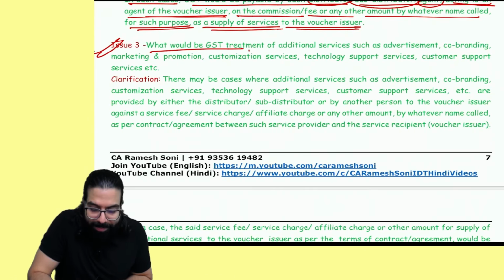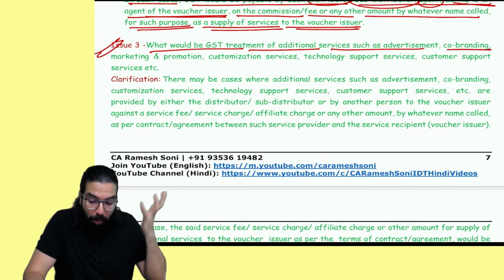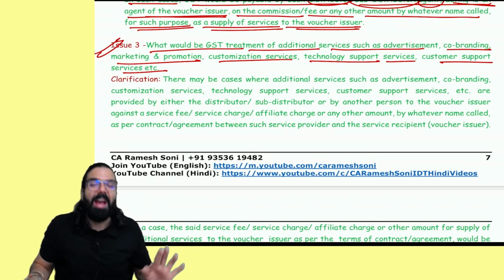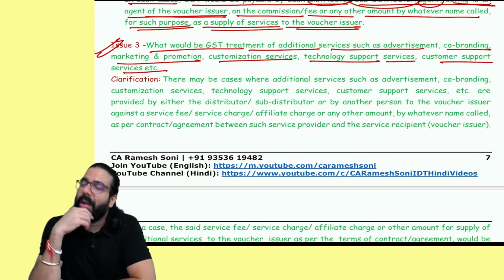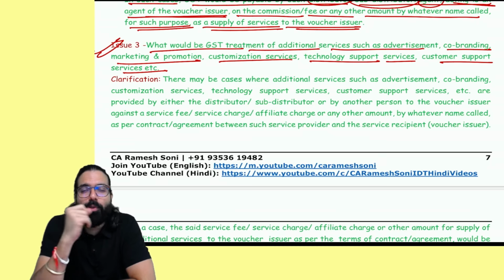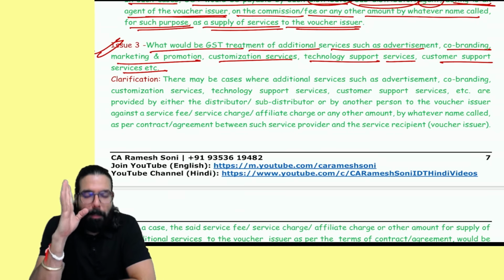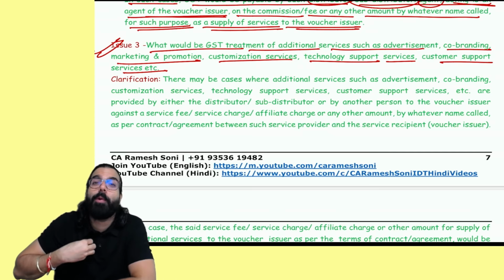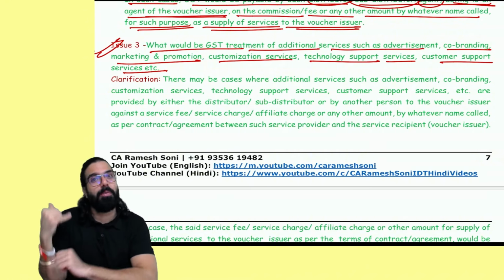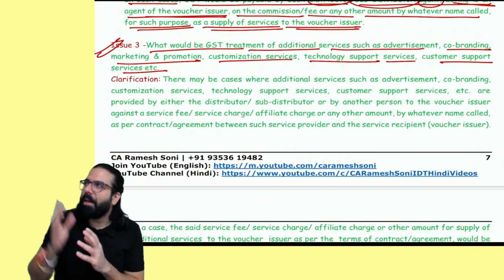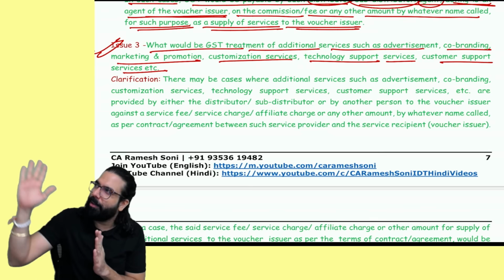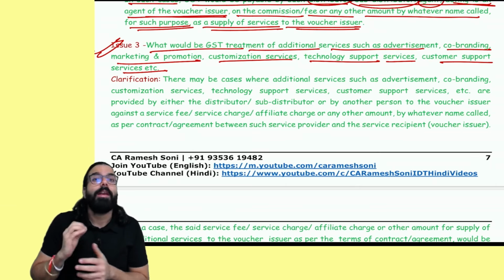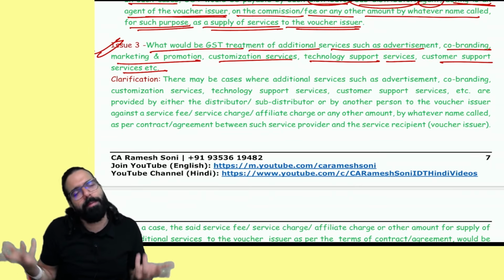Then what would be the GST treatment on additional services such as advertisement, co-branding, marketing and promotion, customization service, technology support service, customer support service? I went and told one company that is issuing vouchers, don't worry about it. All your vouchers, I'll get them sold. For the voucher, whatever is the marketing, sales, branding, etc., I will take care. So, Baba, in this scenario, I'm not buying and selling vouchers. I'm giving other services in relation to the voucher. Any other services which I'm giving, marketing service, branding service, co-branding service, customer support, if any customer could not redeem, I will help them with everything. Now, in this scenario, when I'm providing service, it's a supply of service on which GST will come.